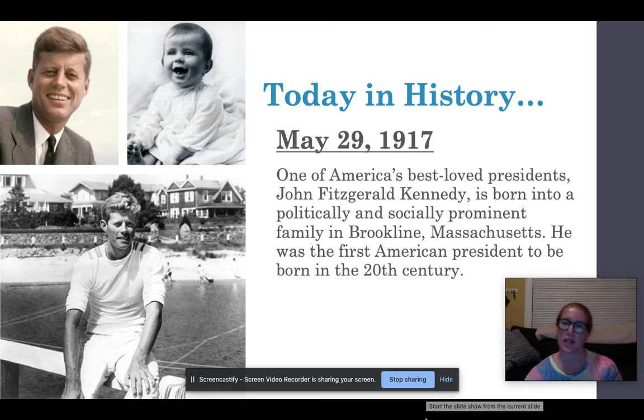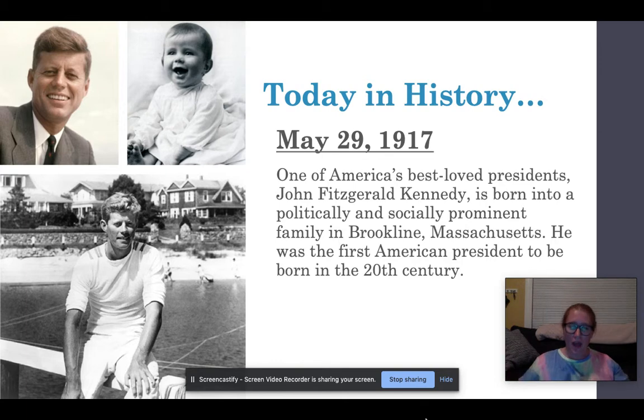Let's get into our Today in History. Today in History, May 29th, 1917. One of America's best-loved presidents, John Fitzgerald Kennedy, is born into a politically and socially prominent family in Brookline, Massachusetts. He was the first American president to be born in the 20th century.